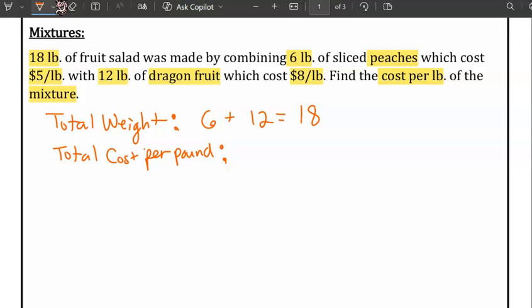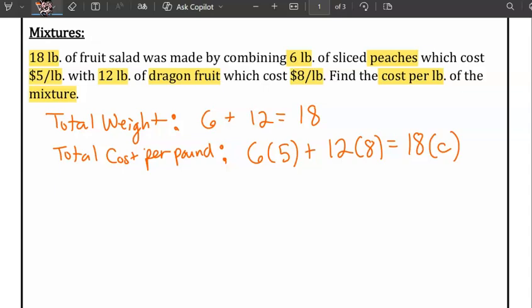Everything is filled in. The total cost would be 6 pounds of peaches, and they're $5 per pound, plus 12 pounds of dragon fruit, and it's $8 a pound. That's going to equal 18 total pounds of fruit salad times some amount of that mixture, and we'll call it C. From here, we can solve for C.